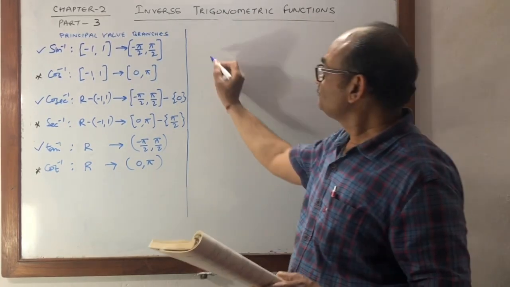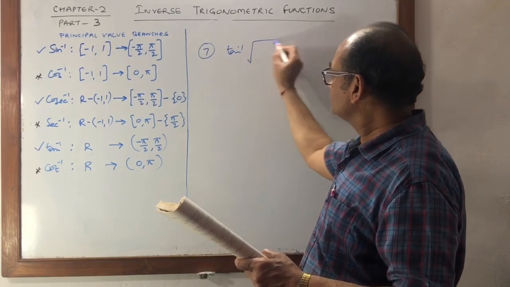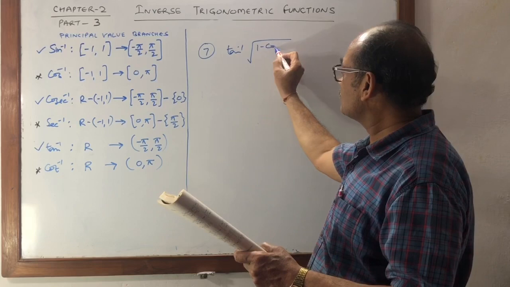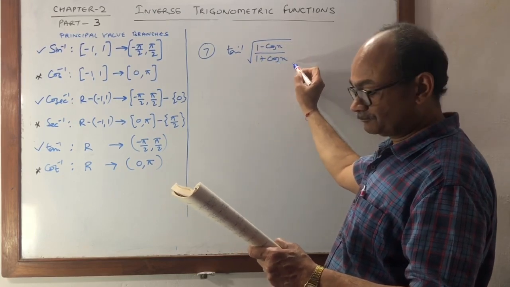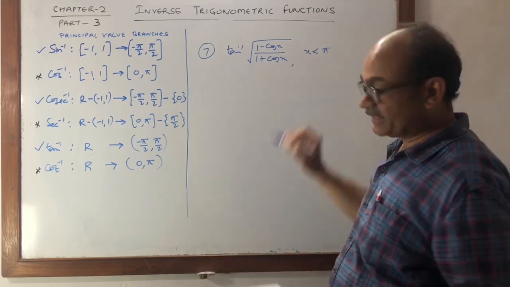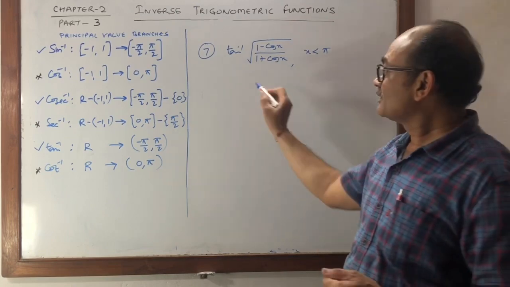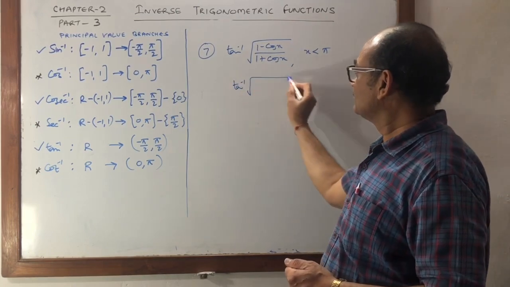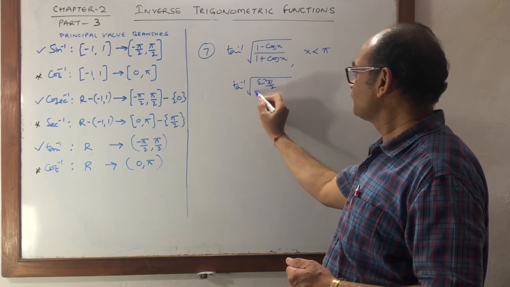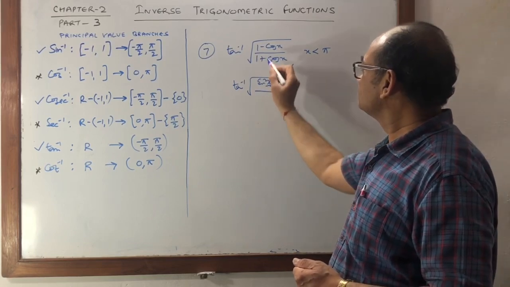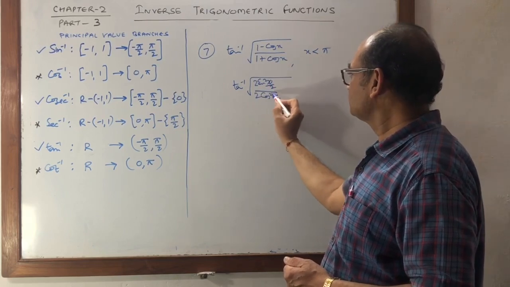Seventh sum. Tan inverse, simplest form, square root of 1 minus cos x divided by 1 plus cos x, where x is less than pi. Again class 11 formulas. Directly we can write 1 minus cos x means 2 sin square x by 2, and 1 plus cos x means 2 cos square x by 2.